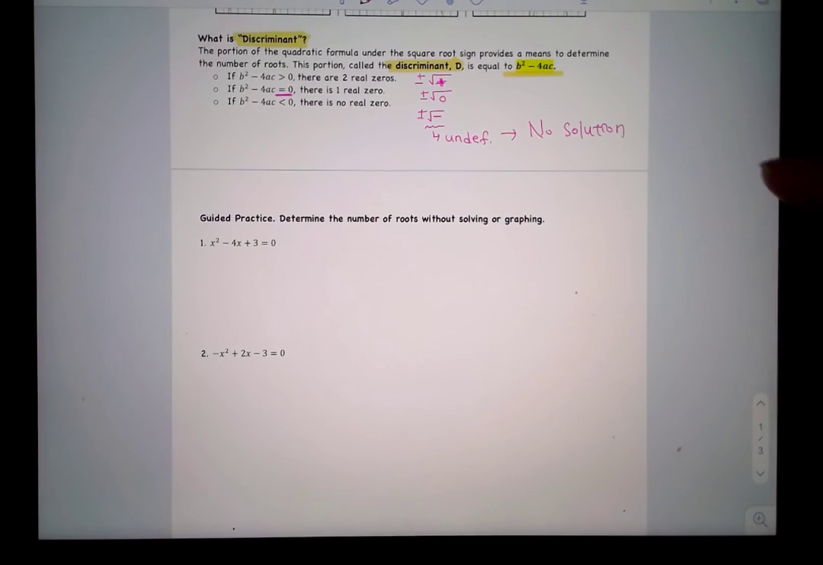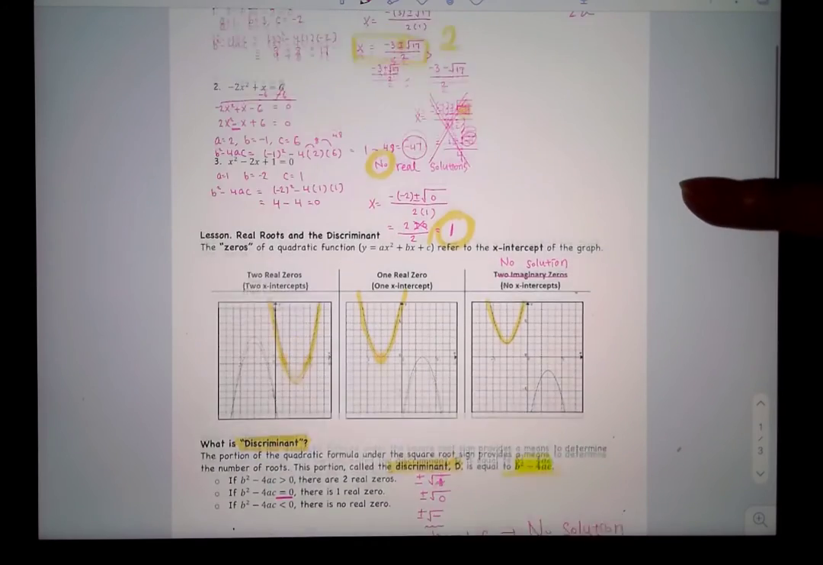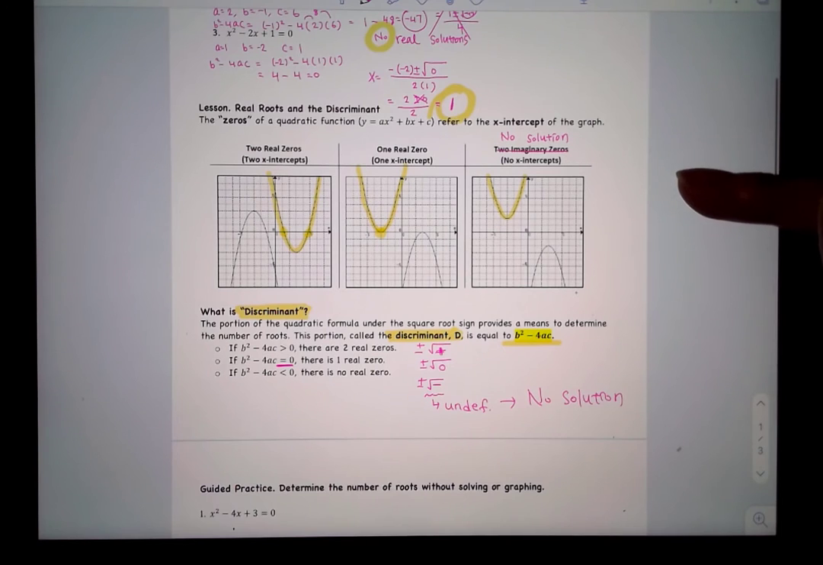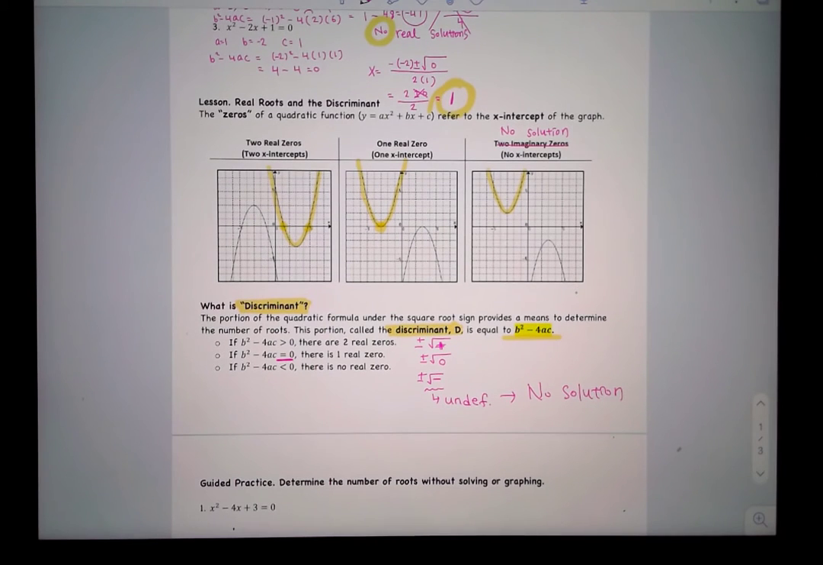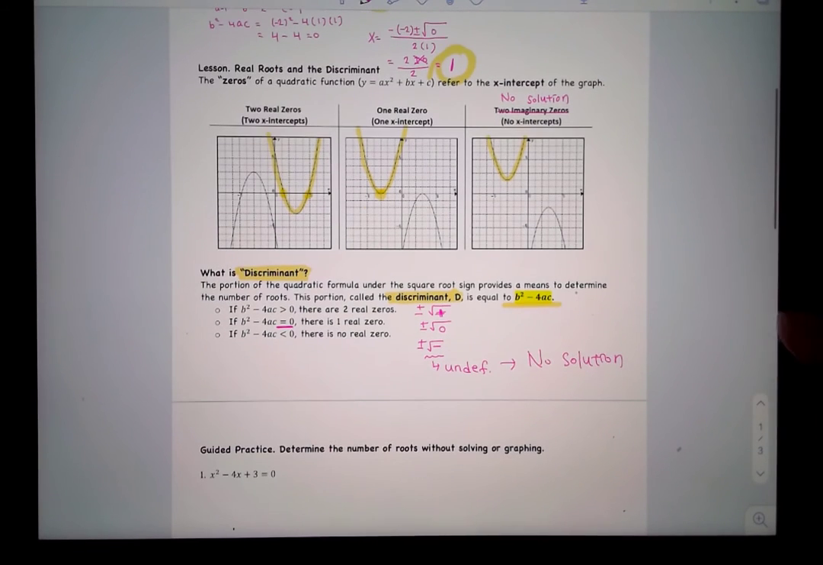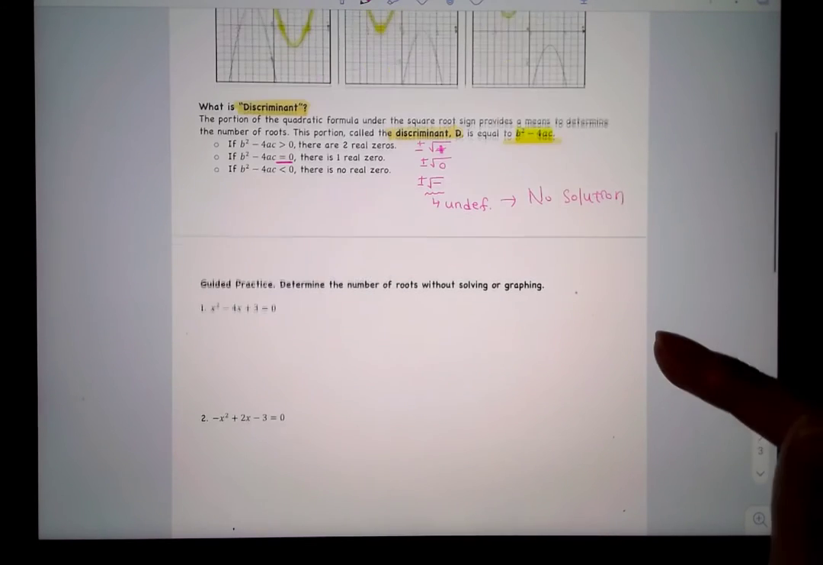Okay, so we talked about the discriminant. The discriminant is b squared minus 4ac, which is under the radical, right? And with the discriminant, you can determine the number of roots, all right? So look at this one, guys.